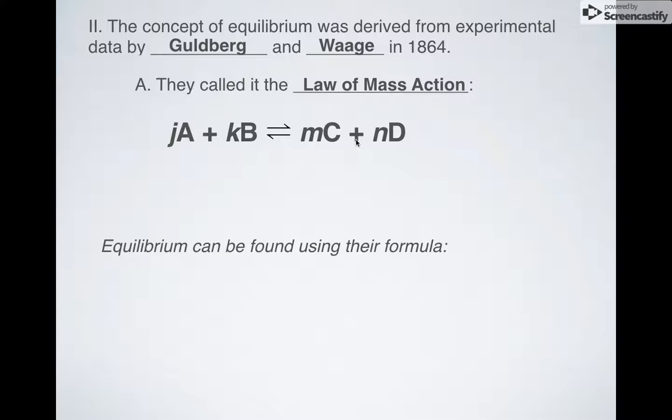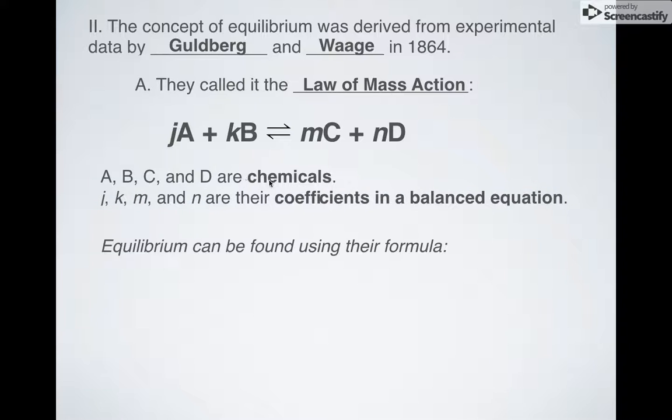There doesn't even have to be 2 and 2. There can be 1 on this side, and there can be 2 on this side, or there can be 10 on this side and only 1 on this side. It really doesn't matter. Okay, so if you are going to forget that, you might want to write that down. So these are the chemicals. These are our coefficients in our nice balanced chemical equation. So yeah, you got to be able to balance equations still.